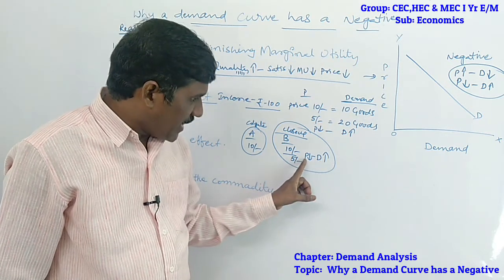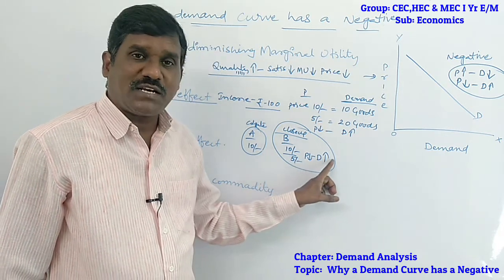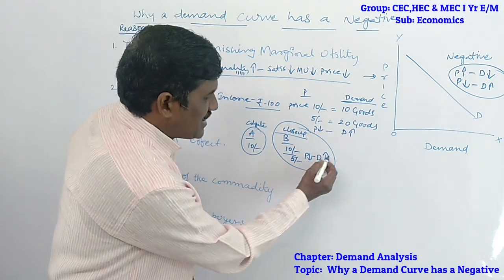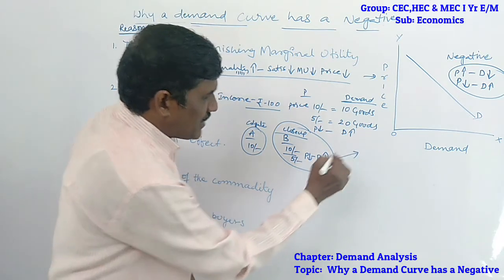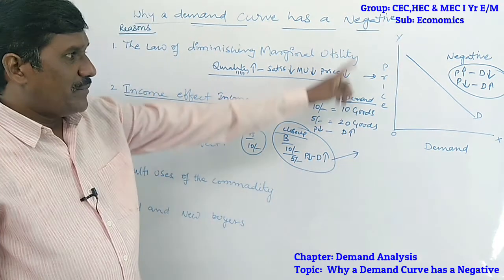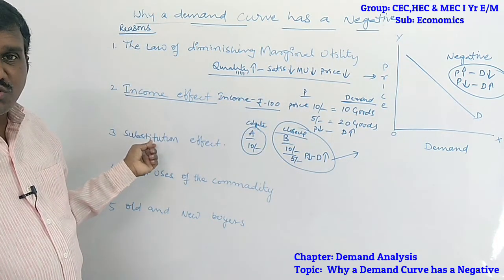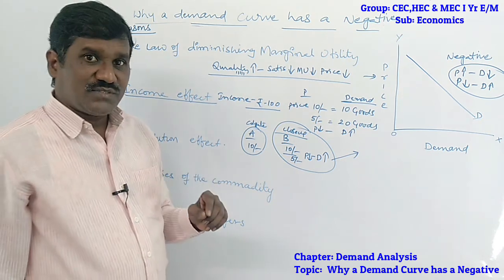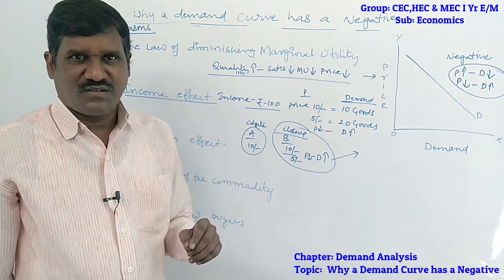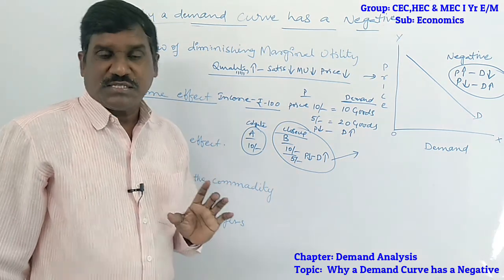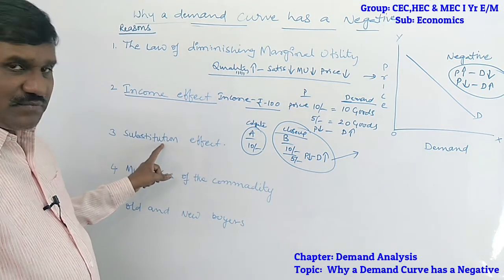For the B good, price decreases, automatically demand for the commodity increases. Price decreases, demand increases. So this is also one of the causes or reasons for the demand curve to slope negatively. Simple. Substitution effect, substitution demand is different. Okay, substitution goods are different. Substitution effect is different. Try to understand.